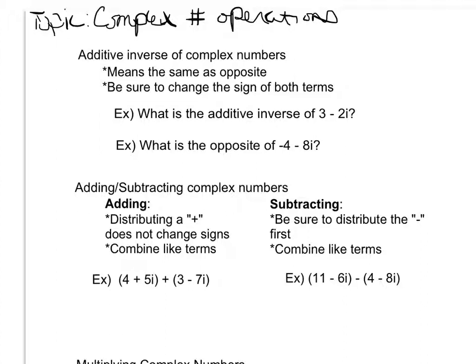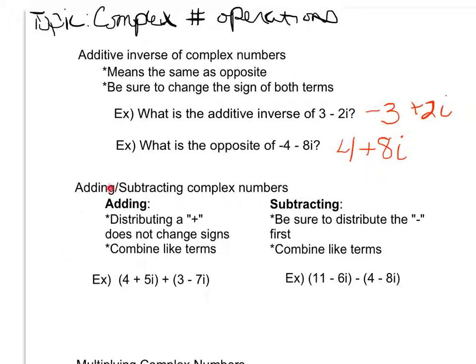So looking at my first example here, I want to know what is the additive inverse of 3 minus 2i. Well, the opposite of 3 would be negative 3. The opposite of a minus 2i would be plus 2i. That would be my additive inverse. It works the exact same way if I'm asked the opposite, since they do mean the exact same thing. So if I'm asked the opposite of negative 4 minus 8i, I change negative 4 to positive 4, and minus 8i to plus 8i.